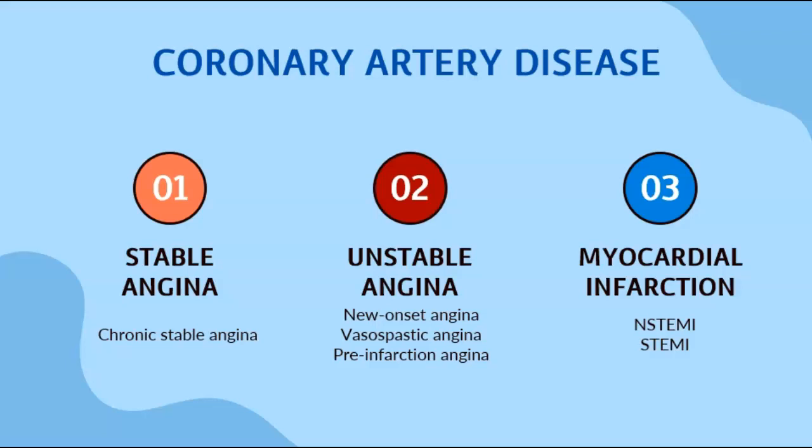Chronic stable angina is chest discomfort that occurs with moderate to prolonged exertion in a pattern that is familiar to the patient. This is associated with fixed atherosclerotic plaque, and usually this angina is relieved by nitroglycerin or rest, or it's managed with drug therapy.